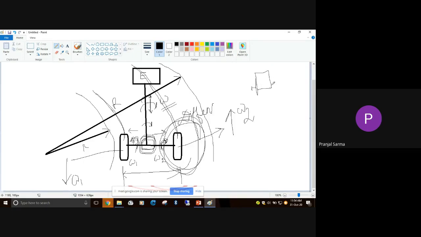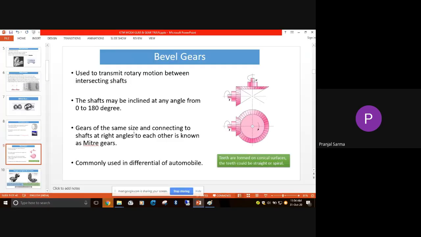Otherwise you can think that suppose one wheel will be here and the other will remain somewhere here, lagging off. That cannot be a possibility, right? The wheels are mounted on the same vehicle only. So this kind of arrangement has been done with the help of the differential and all, and that's a possibility. Understood?